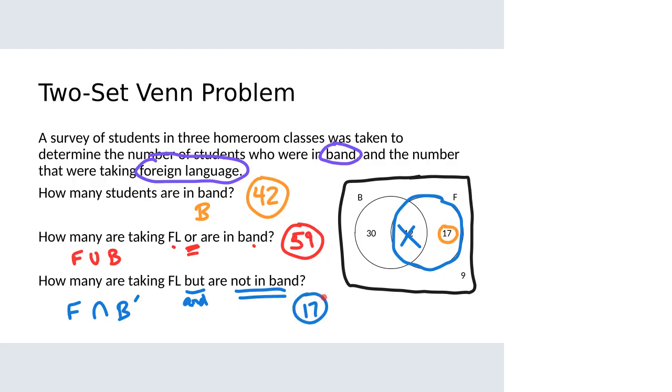17 of them. You sure were, Sergio. You got it exactly right. Any questions on how we use that Venn diagram to answer these questions?